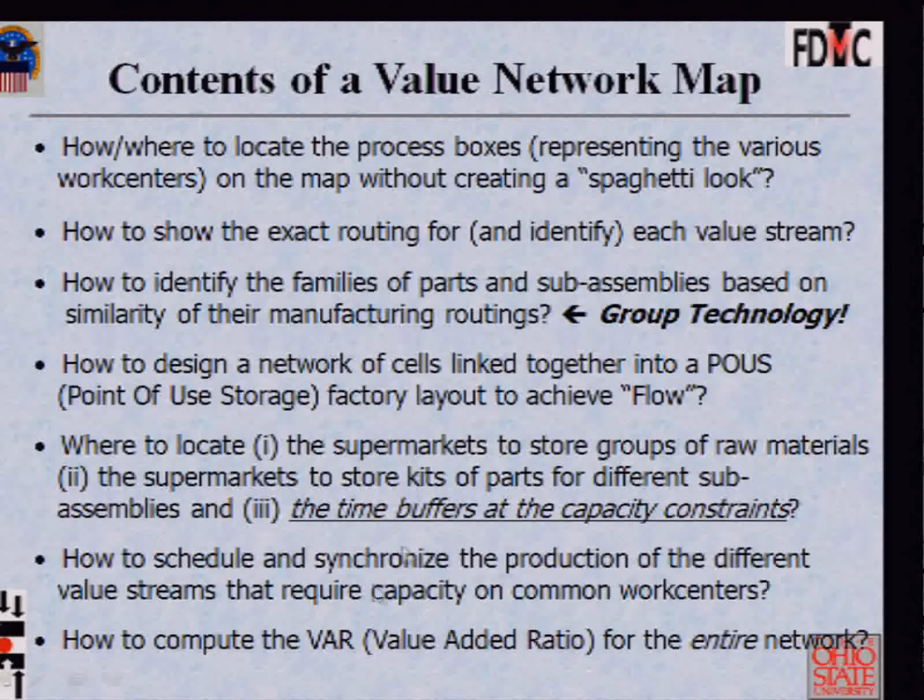How do you schedule and synchronize parallel value streams? And then finally, just as value stream mapping has a measure called value added ratio, how will you compute a value added ratio in the current state of a complicated value network? So I will do my best to show you how, with the value network mapping method, we do these things which I recognize to be what even value stream mapping does in simplified systems.